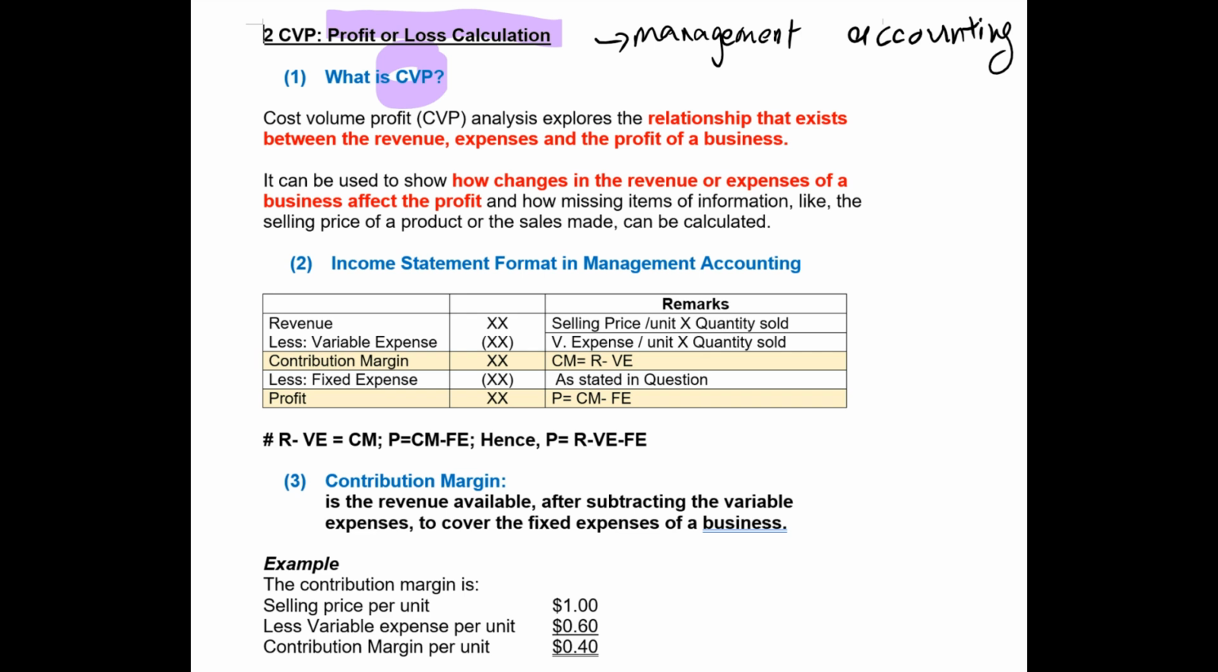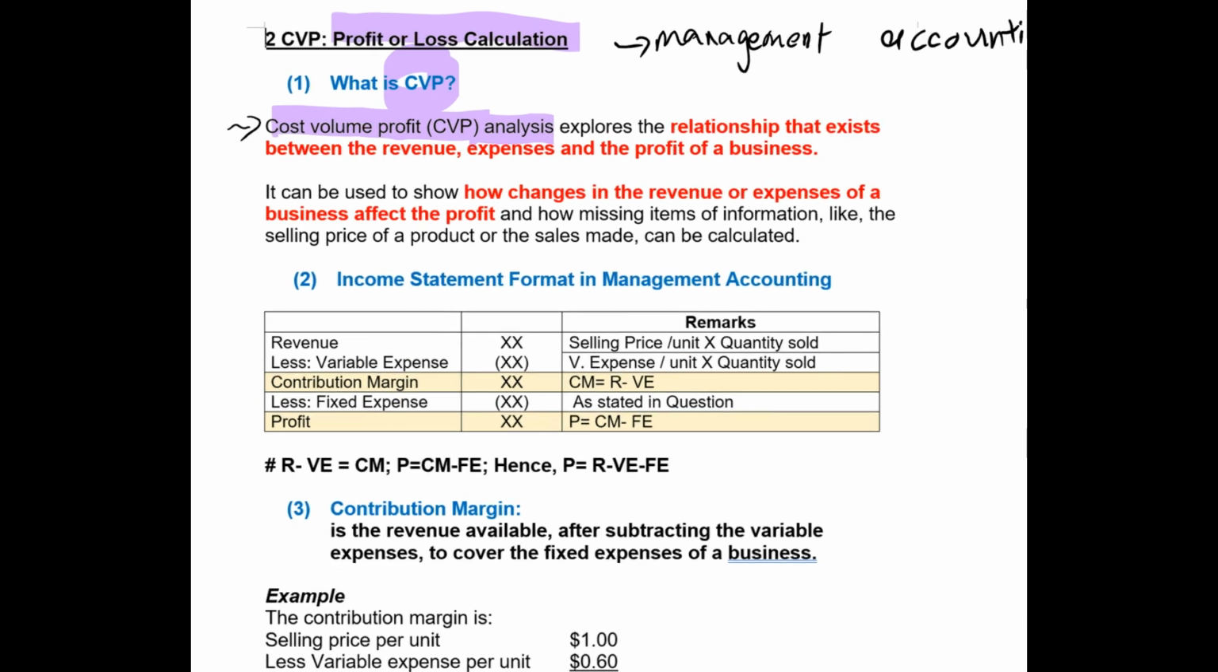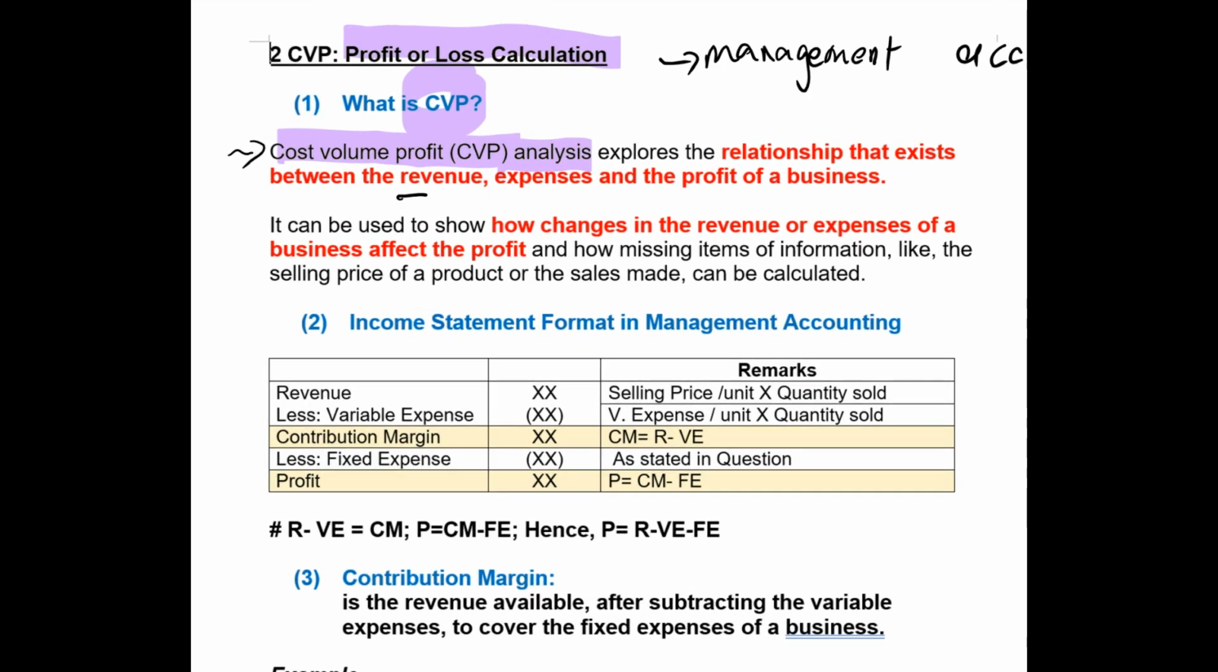So what is CVP? CVP means cost volume profit. Cost volume profit analysis is to look at the relationship between the revenue, expenses, and the profit. It can be used to see how changes in revenue and expenses affect the company's profit.